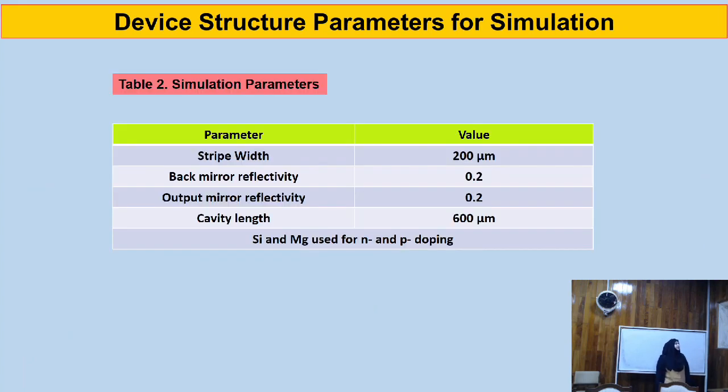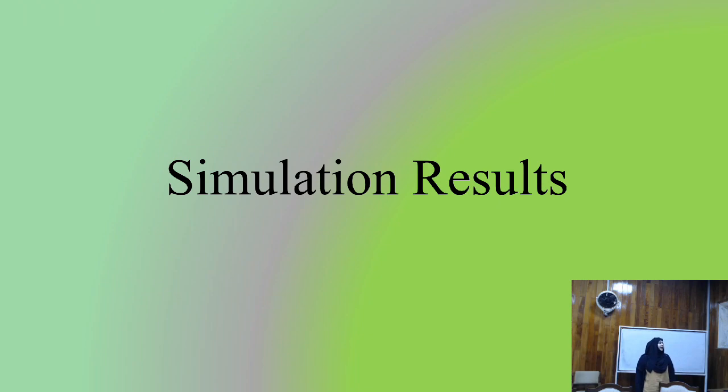So coming to the next, these are the simulation parameters: the strip width of the device is 200 micrometers, the back mirror reflectivity is 0.2, the output mirror reflectivity is also 0.2, and the cavity length of the device is 600 micrometers. We use silicon and magnesium for the N and P doping. So next I will share the simulated results.